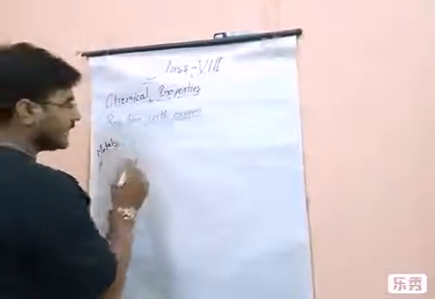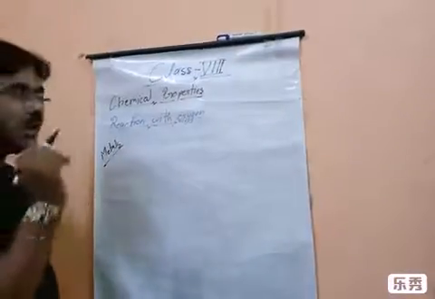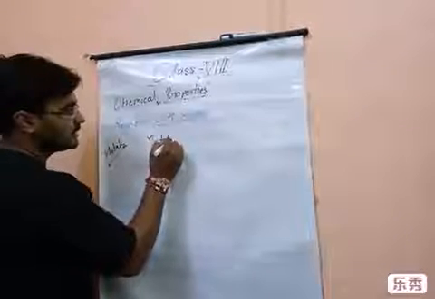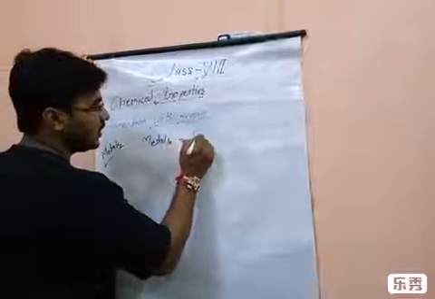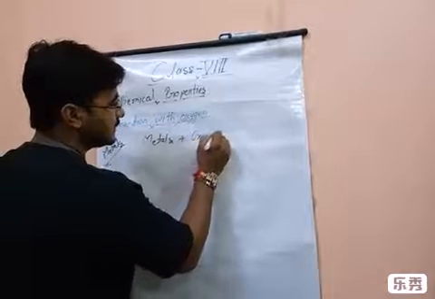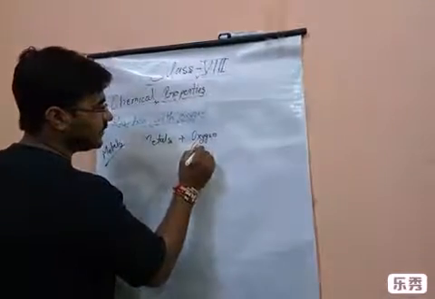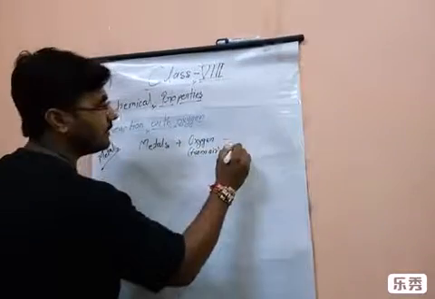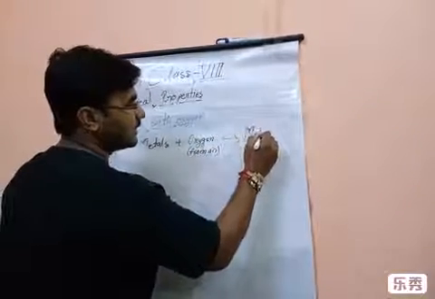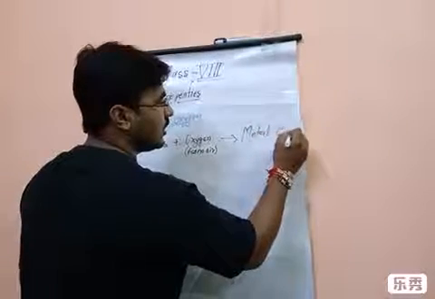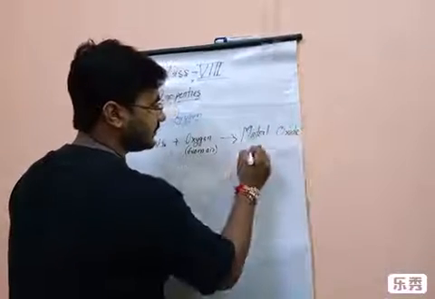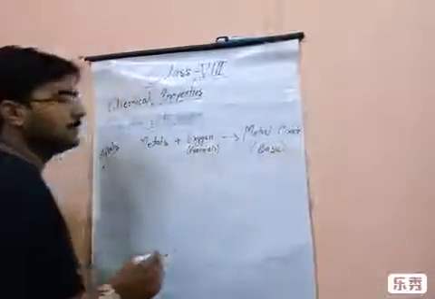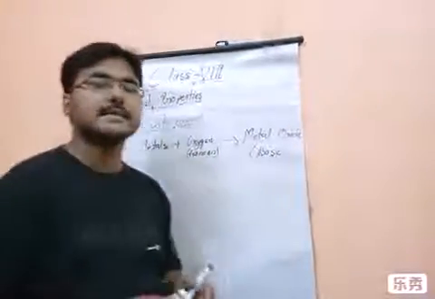Whenever a metal reacts with oxygen, it will form metal oxide. Its equation will be metal plus oxygen from air. Where will it get oxygen? It will get it from air. And it will form metal oxide. The metal oxide that is formed will be basic in nature.